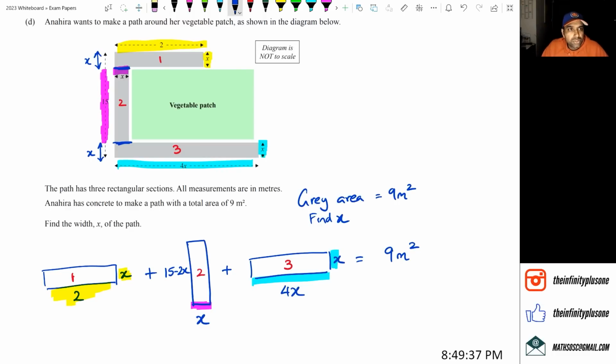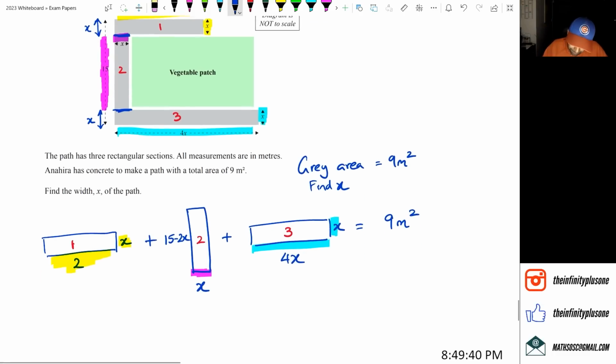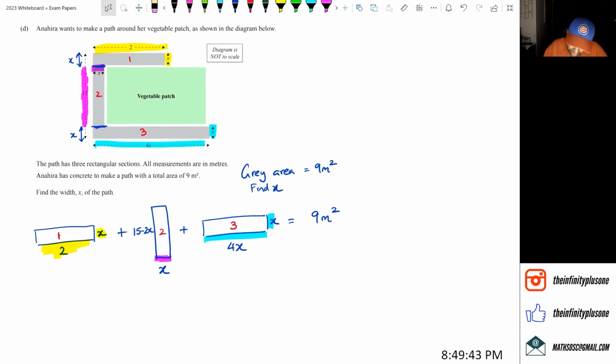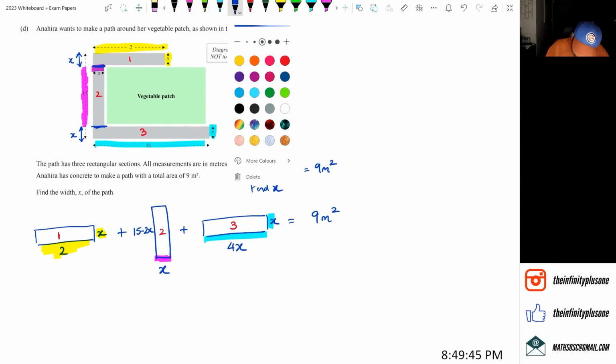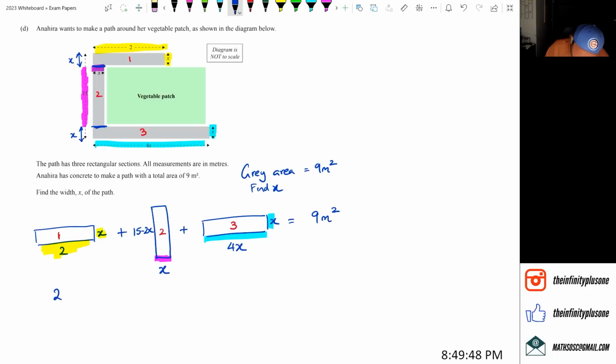All right, so what would have happened here is, now that we've got these rectangles, we just go base times height. So we've got 2 times x, which is 2x, plus 15 minus 2x multiplied by x, plus 4x multiplied by x, and this is equal to 9. So at this point, folks, all you have to do is expand all the terms, simplify it to a quadratic, put it equal to 0, and solve, and you're pretty much good to go. That last question as well.